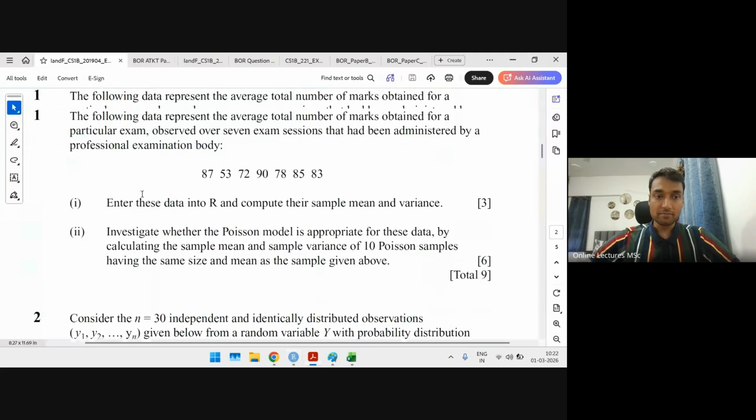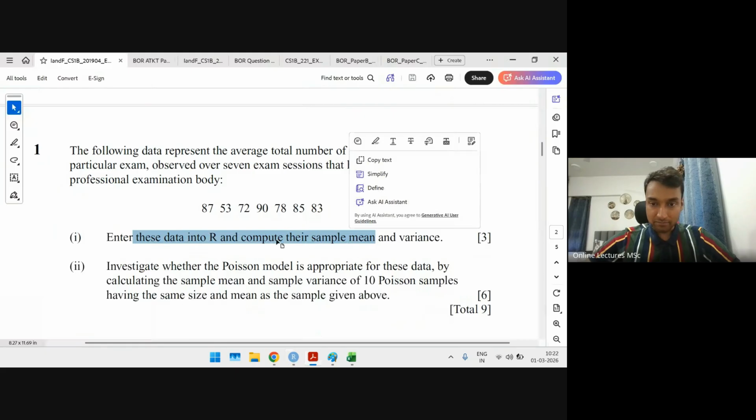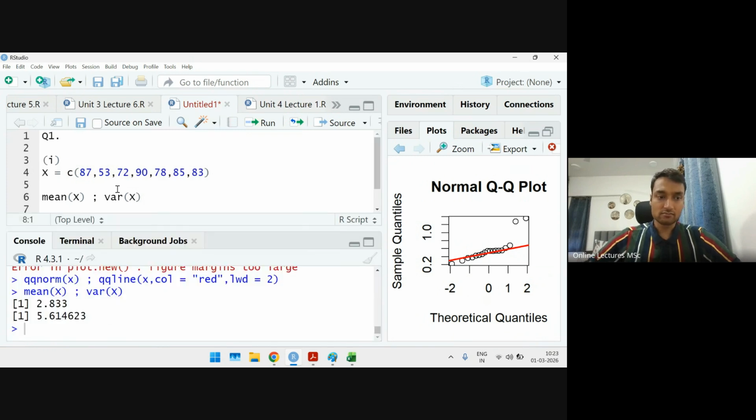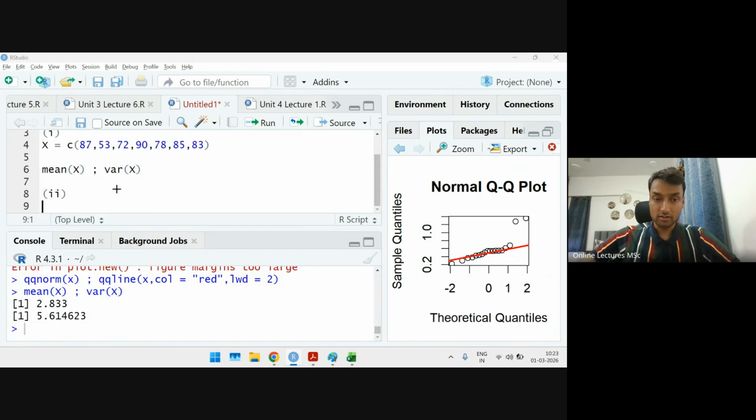So the first sub part is just to enter the data and compute the sample mean and variances. We know how to calculate the sample mean. It's simple, it's mean of X. Sample variance, we know it's var of X. So great, good to go. Nothing to worry.